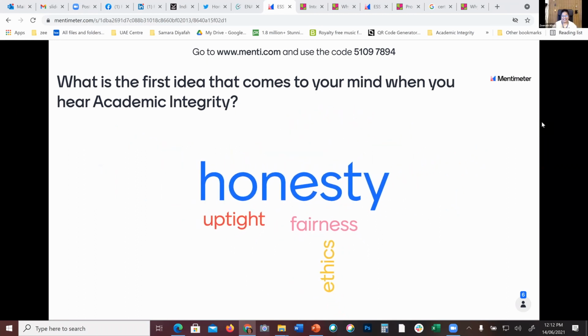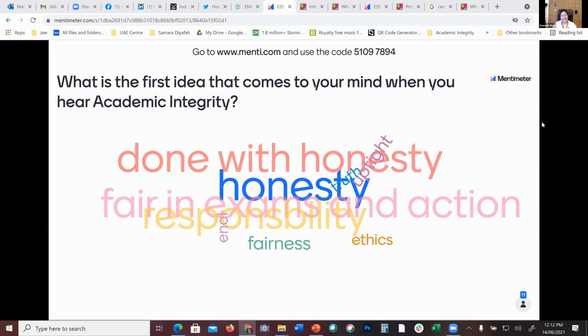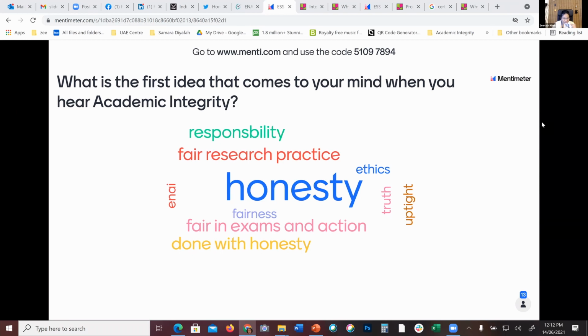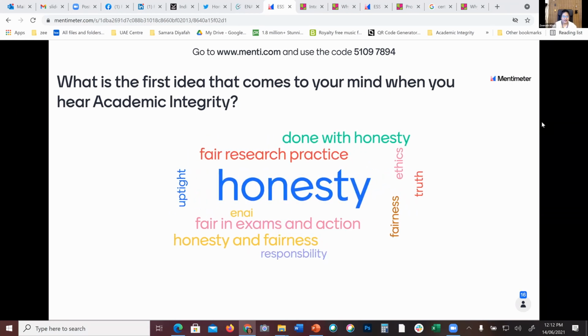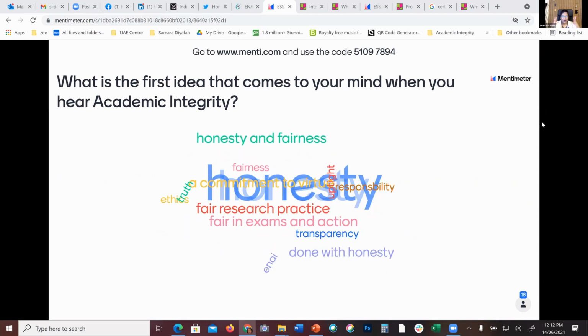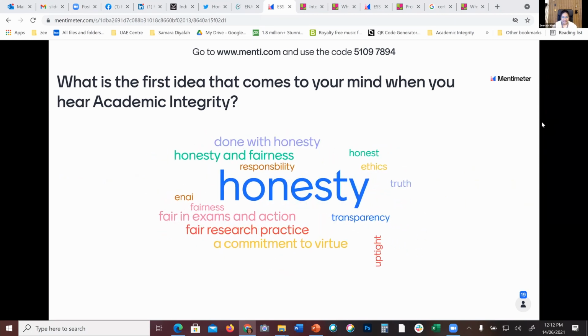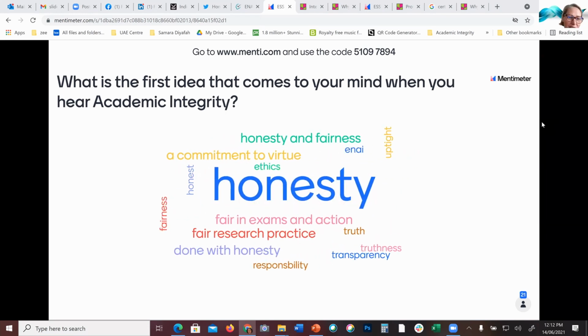Uptight. Uptight. Unexpected. Very unexpected. Ah, I love that answer. Fantastic. Responsibility, fair research practices, done with honesty. Honesty is the word I think that's coming through a lot. Ethics, truth, fairness. Yeah, fairness is repeating. Yes. Truth, truthfulness, transparency. Commitment to virtue.